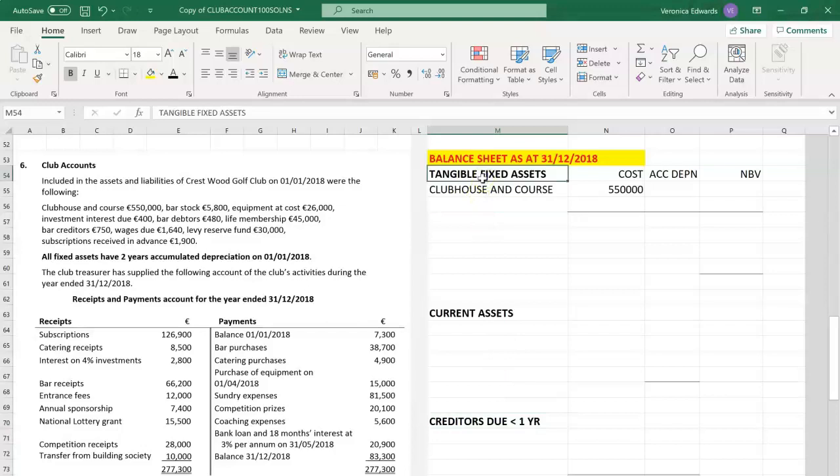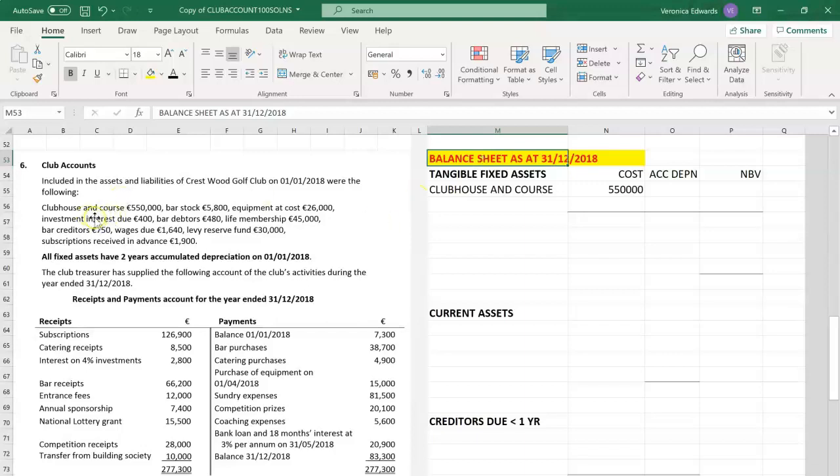So what are fixed assets? Well, fixed assets are items of value, that's what an asset is, fixed that will last more than a year. Tangible, you can see them. If you read it backwards, items of value that will last more than a year that you can see. So what items of value does the club hold on the 31st of December that will last more than a year and that you can see?